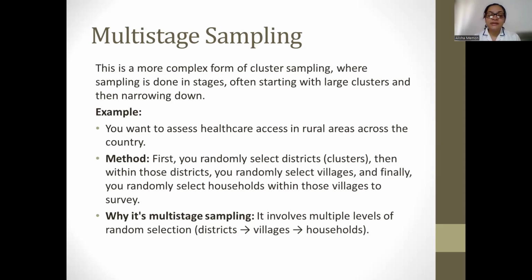So why is it called multi-stage? Because the country was divided into states, then districts, then villages, and then households. So there are multiple levels of randomization involved here, which is why this method of selecting samples is known as multi-stage sampling.